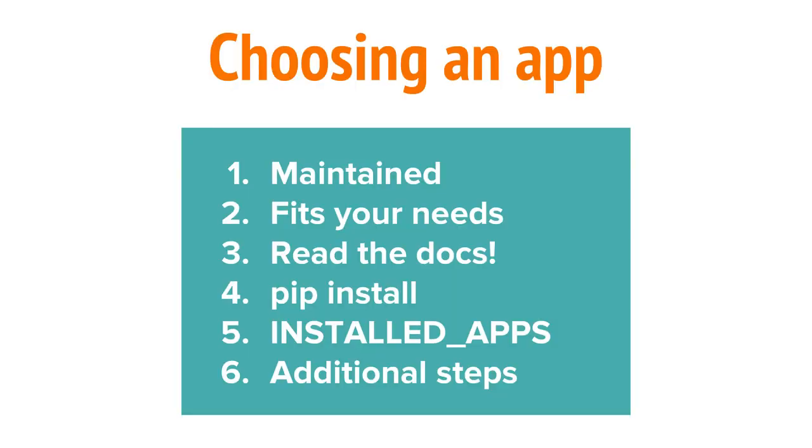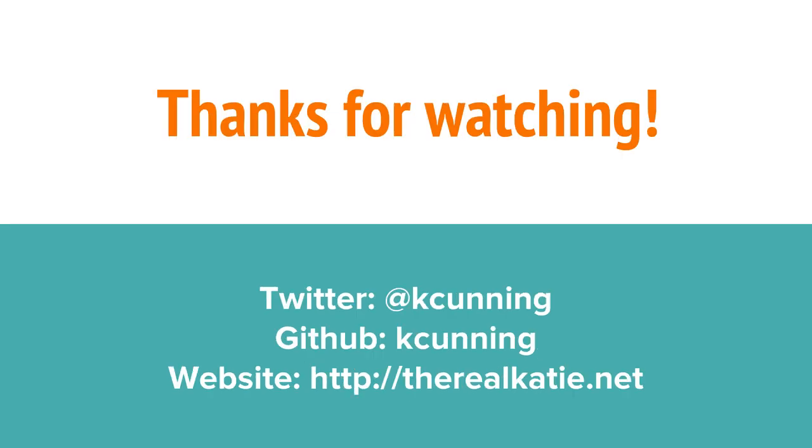So that's a brief overview of how to find and use third-party apps with Django. I only went over one, but for most apps, you'll be following the same steps. Make sure it's up to date and actively maintained. Make sure it fits your needs. Read the docs on how to install it. Use pip to install it. Add it to your installed apps in your settings file. And follow any additional setup instructions.